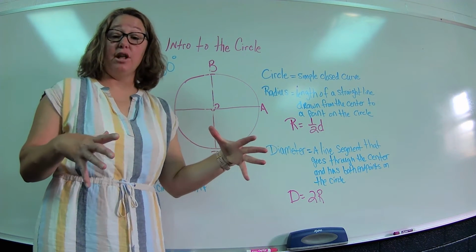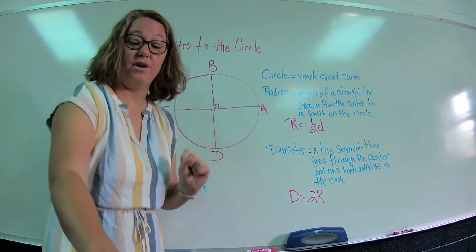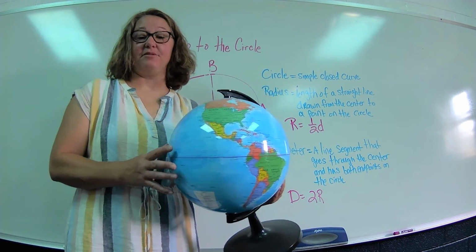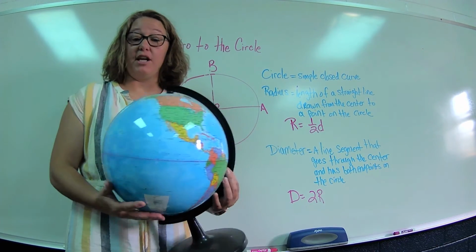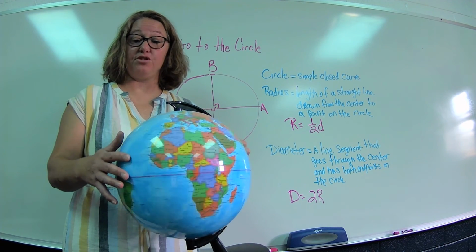Now, if you have a globe, and I'm going to get one in just a minute. Let me go get one, and I'll show you on the globe what I'm talking about here. All right, so I have a globe. Yes, I'm bringing in a little bit of history here. All right, a globe is a sphere. It's the shape of a circle. It's a sphere. It's a simple closed curve.